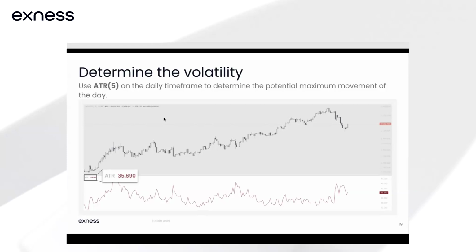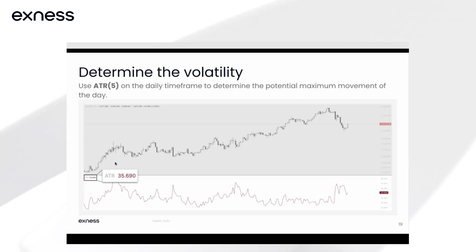Just bear in mind that if you use a shorter time frame, it will measure volatility across a shorter period, whereas if you use a longer time frame, it would account for a longer period. In this example, we used ATR 5 on the daily time frame. Again, this is the gold chart on the daily time frame. ATR 5 here, you can see the ATR is 35. So 35 just means that on a daily basis, the average true range, gold moves around $35 a day.